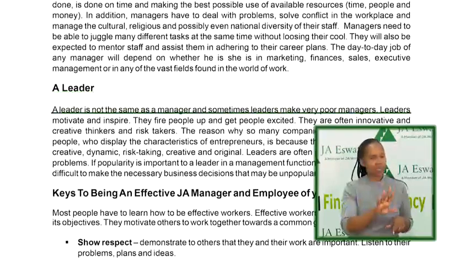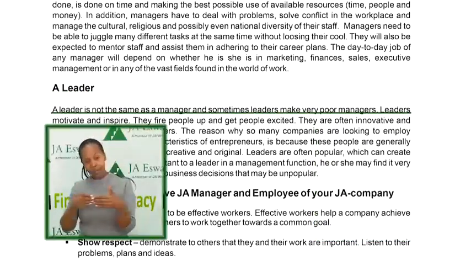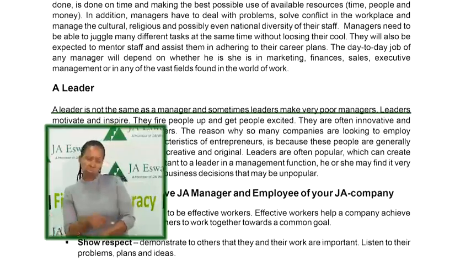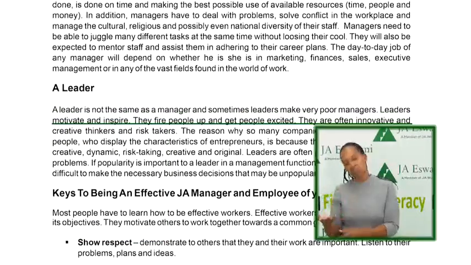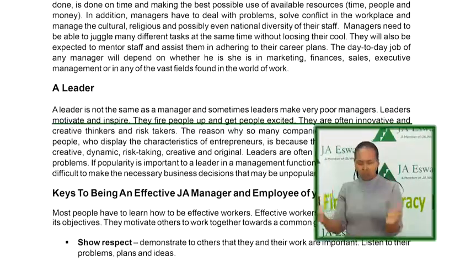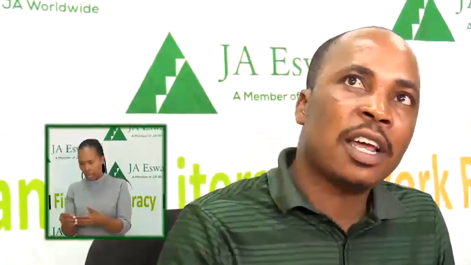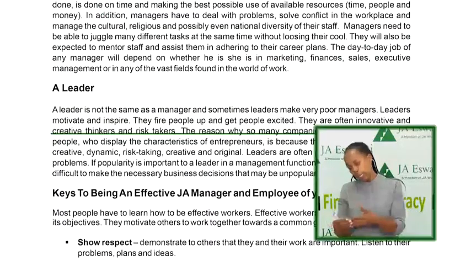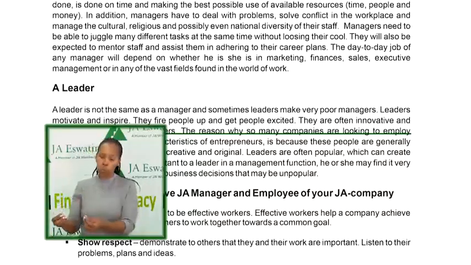And then there is a leader. A leader is not the same as the manager. Sometimes leaders make very poor managers, because a leader's duty is to motivate and inspire. It is not to carry out the work. There must be someone as a manager below the leader who is going to be able to carry out or assist the leader to carry out the duties. This is the visionary of the company, a creative thinker. These are risk takers. Someone who thinks, and then the manager has to carry out whatever the leader has decided on. So we have to make a difference between the two.